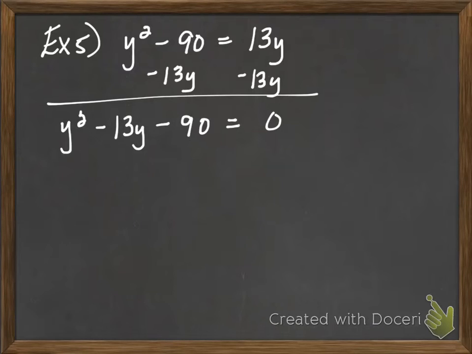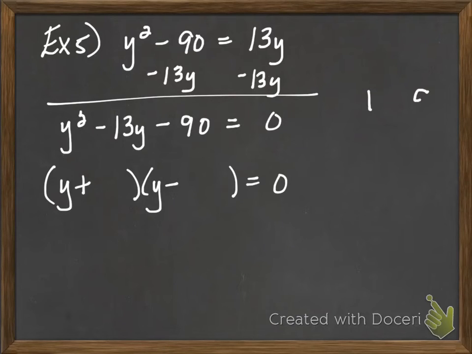I chose the 90 so you would have a little bit harder time because some of these can get a little bit hard. So we're looking for two numbers that multiply to be 90 that subtract to be 13. Subtract because the 90 is negative. So let's go ahead and put y plus and y minus, and you might have to use your calculator on this. So we know that some factors of 90 are 1 and 90.